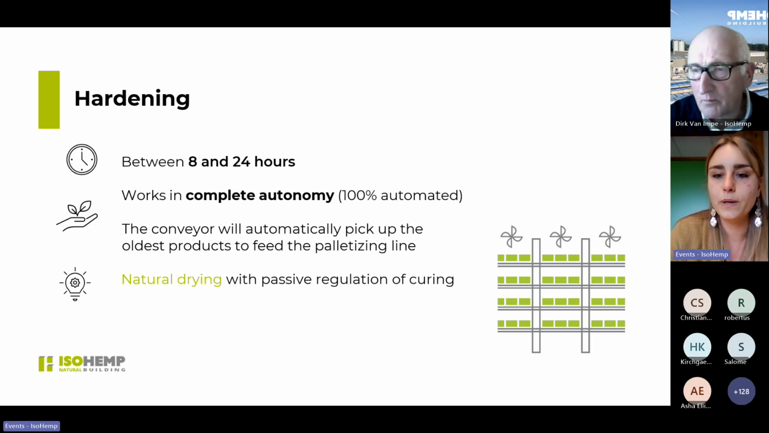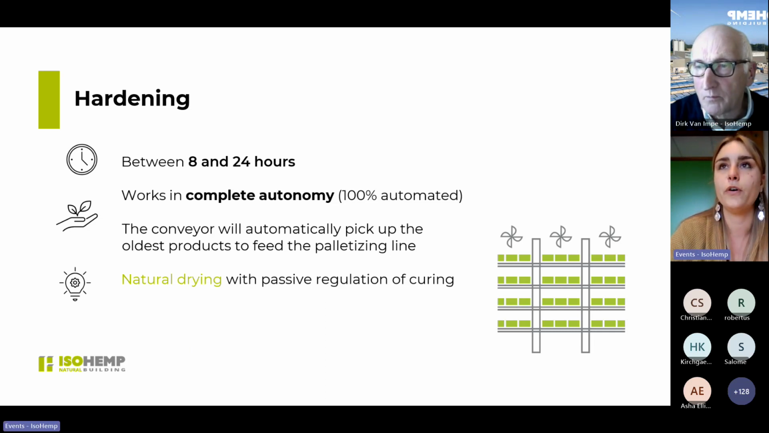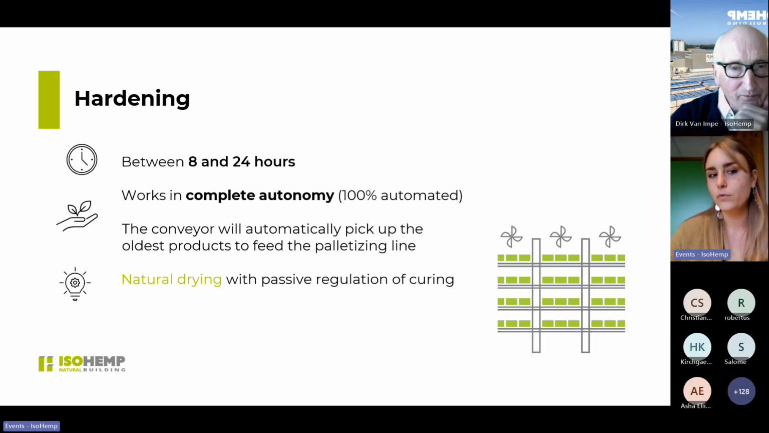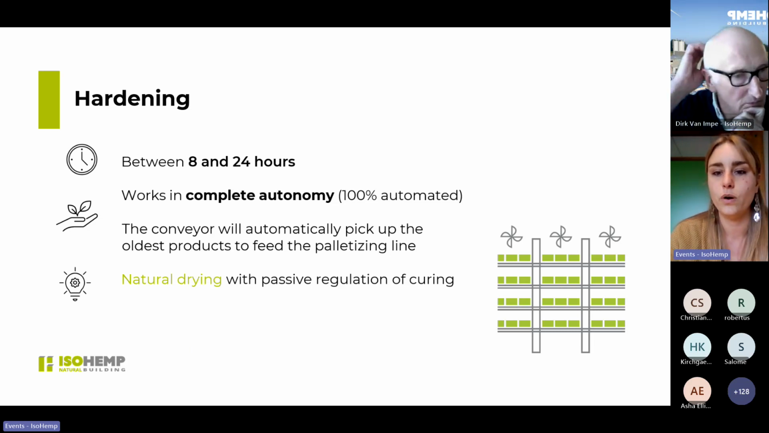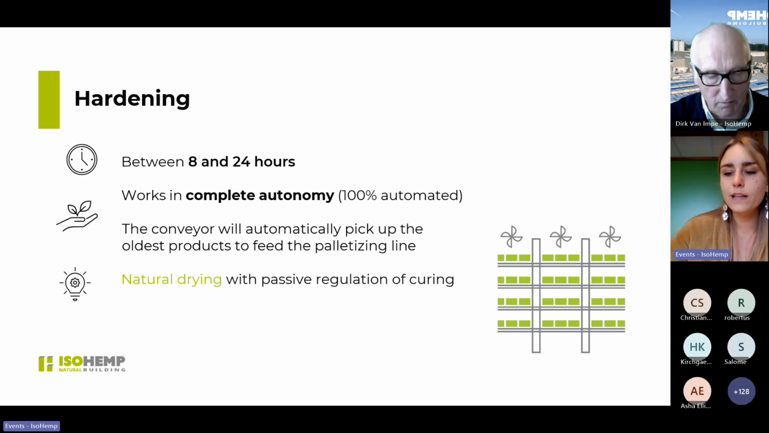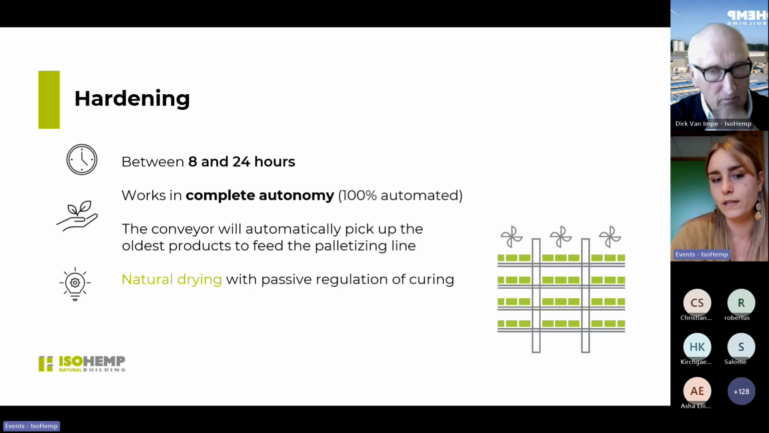And also very important, we don't have a heating process. It is all natural drying. So the room is designed to let the air through, and the ventilation is natural. And we only have a ventilation for the humidity when needed.